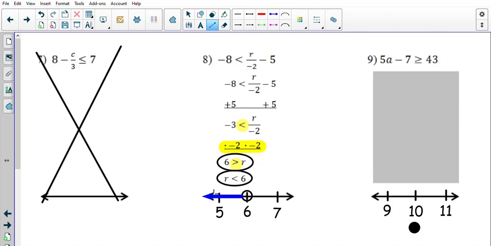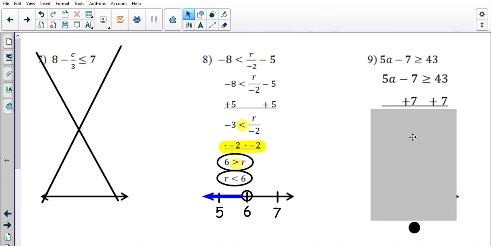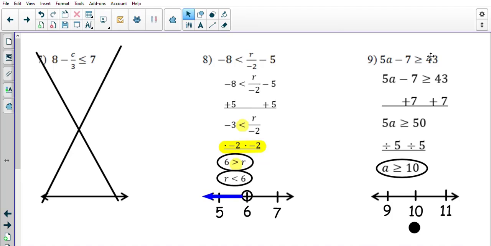All right, let's take a look at one more, and then I have 2 problems for you to try on your own just to get some additional practice on this concept. So we've got 5a minus 7 is greater than or equal to 43. Let's start by adding 7 to both sides. That's going to get us 5a equals 50. We'll divide both sides by 5, and since we're dividing just by a positive value, there's no need to switch anything around. You'll get a is greater than or equal to 10.